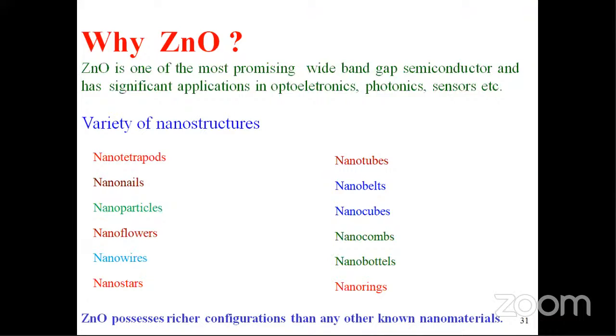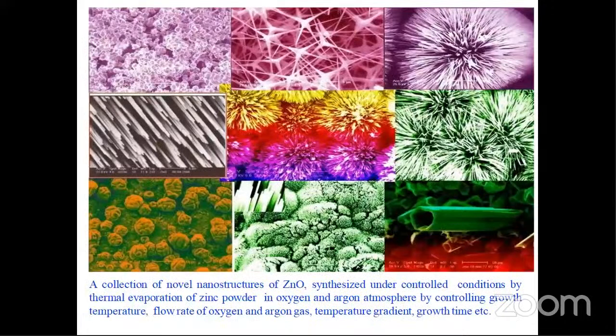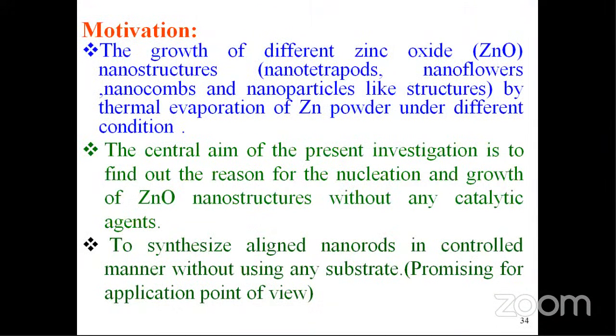Our main aim was to grow zinc oxide in different types of nanostructures without using any catalyst and without using any substrate. From this point of view, these are the two most important works I want to discuss. And we have grown it without a substrate.